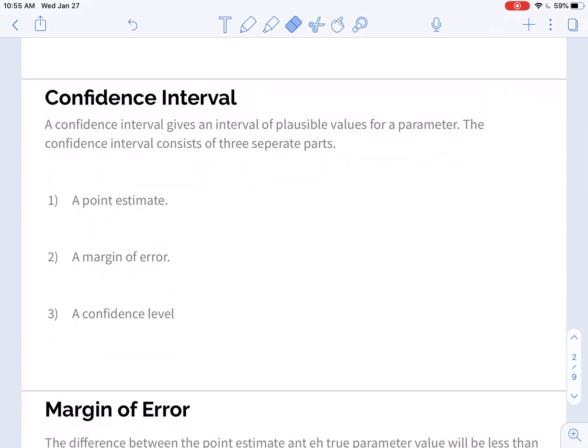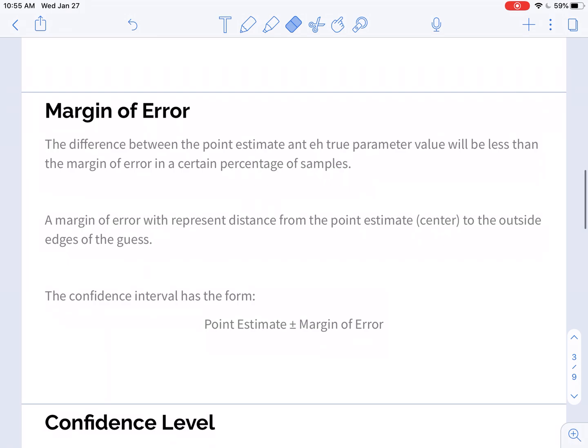Next thing that we're going to look at is a confidence interval. So a confidence interval gives an interval of plausible values for a parameter. The confidence interval consists of three separate parts. 1, the point estimate, which we just looked at. 2, a margin of error. And 3, a confidence level. All right, so margin of error. We're going to learn how to calculate the margin of error. In this section, we start looking at it, but we're going to get much more into it in the next chapter.